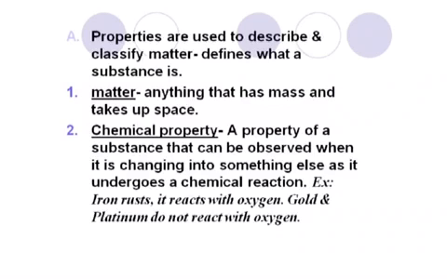Now there are two types of properties that we're going to talk about today. The first is a chemical property. A chemical property is a property of a substance that can be observed when it is changing into something else, as it undergoes a chemical reaction.